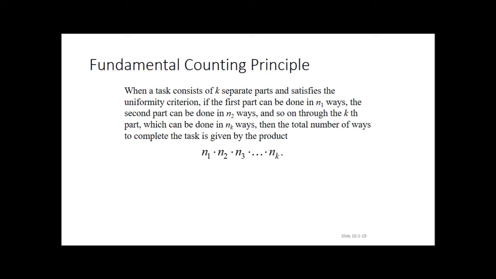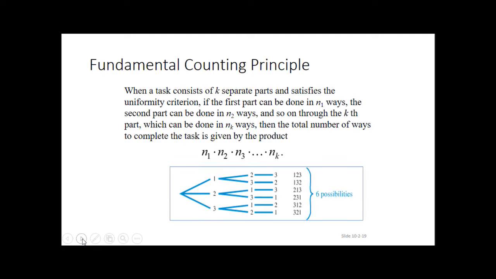Okay, the reason this is important is because it's going to allow us to take a shortcut called the fundamental counting principle. And that shortcut says that if you have uniformity, then you can find the number of ways a multiple part task occurs by just multiplying the number of ways each part of the task occurs. So if the first part occurs in n1 ways, and the second part occurs in n2 ways, and the third part occurs in n3 ways, and so on, you just multiply those numbers up and you get the total number of ways something can happen.